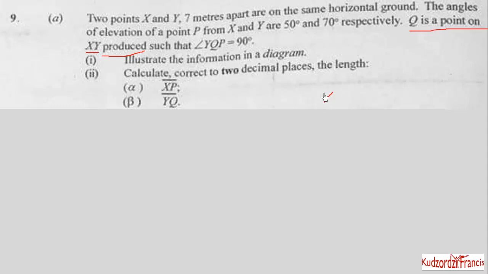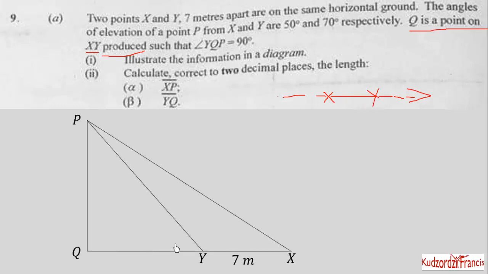So if this is X and this is Y, so this is XY. So when I ask you to produce XY, you're either going in this direction or that direction. But it stated that XY produced, so the direction is clear, it's in this direction, meaning that our diagram will look like this. So this is XY produced.